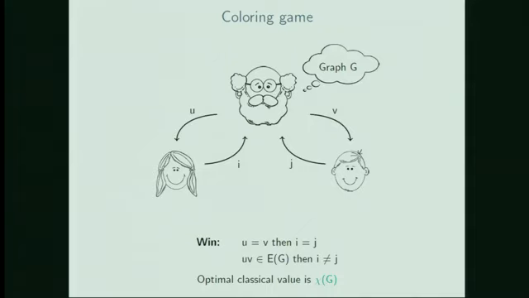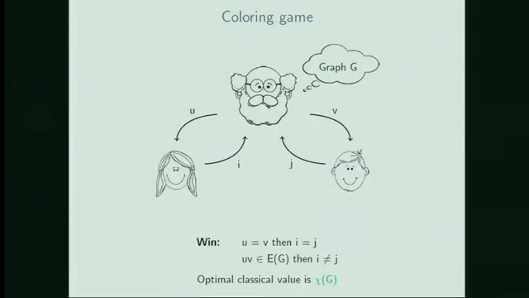And each of them is going to have a copy of the graph with the same coloring. They go into separate rooms, and now the only thing that they have to do when they receive the vertex is just to look up which color it has and reply with that. And indeed, because it's a coloring, we have both of these conditions satisfied. And it's not hard to see that this is also the optimal classical strategy they can have. They cannot do any better than the chromatic number.